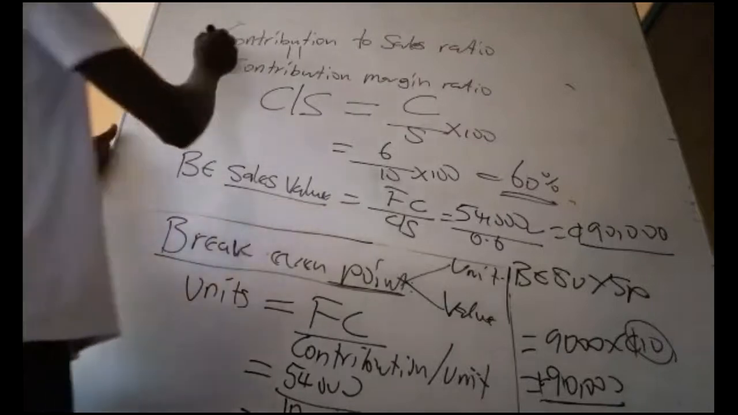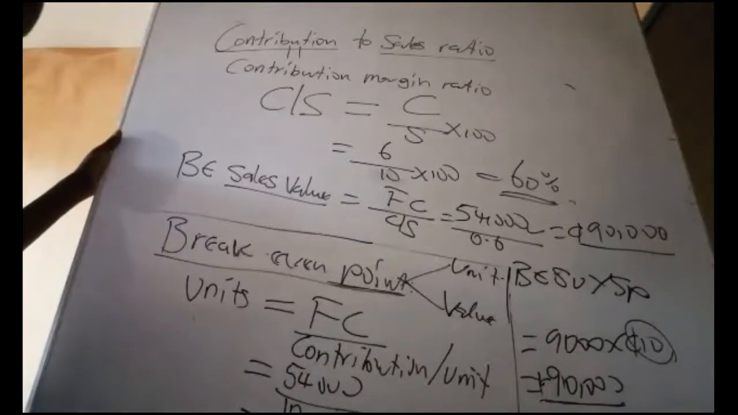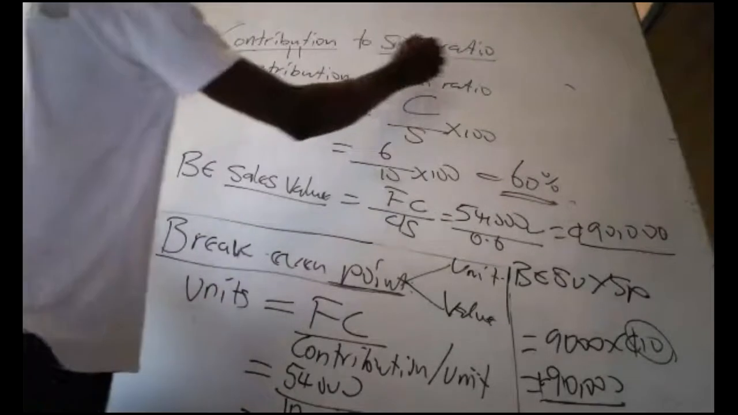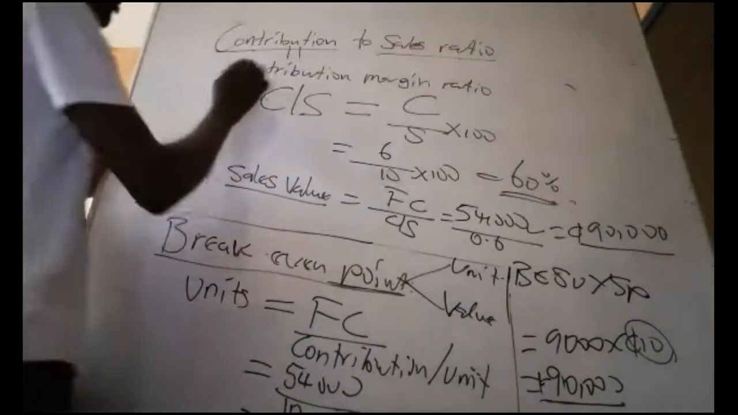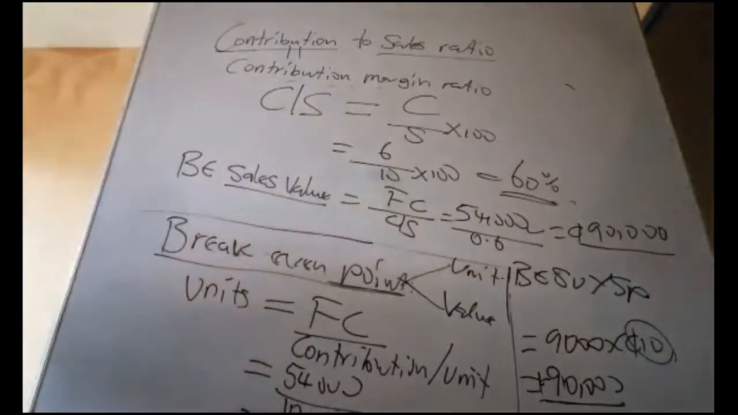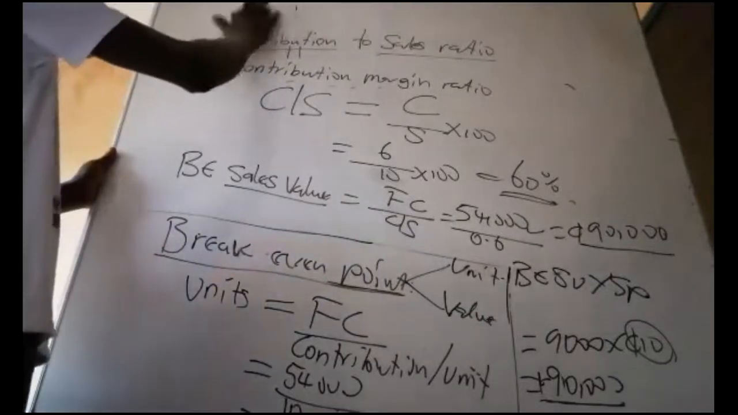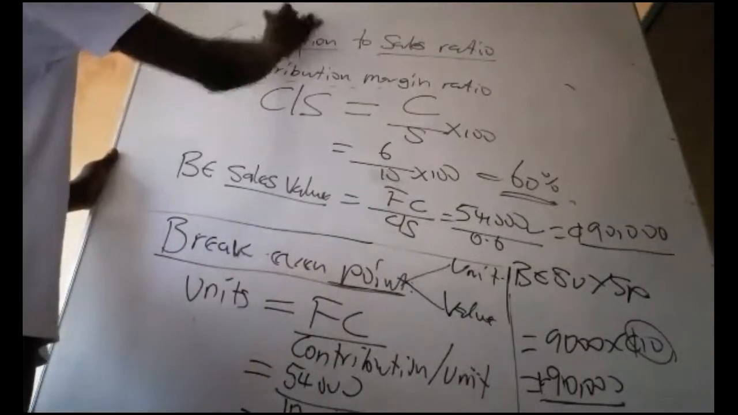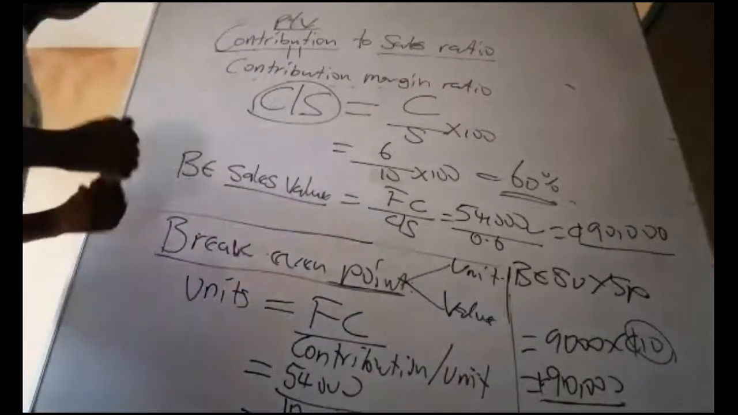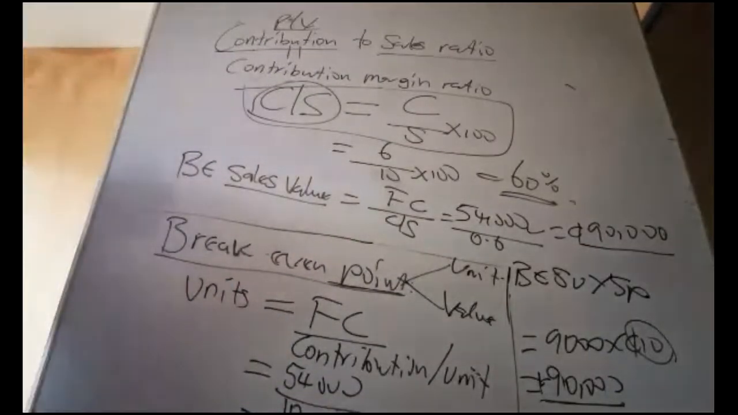CS is the contribution to sales ratio. CS ratio. Good. So that is it. Contribution to sales ratio. It's also called contribution margin ratio or profit volume ratio. It has so many names. You can also call it PV ratio. But for your case, you have to know just the CS. That's all for your case.